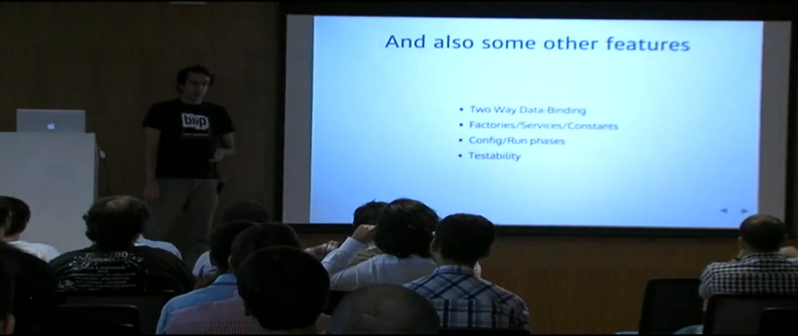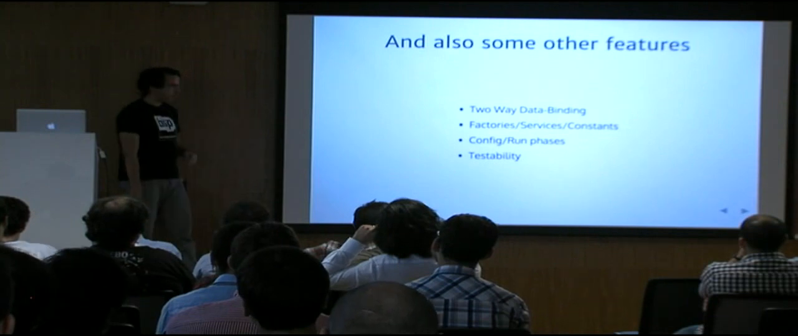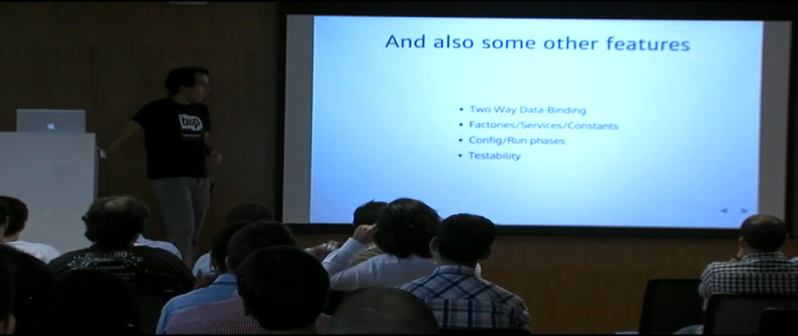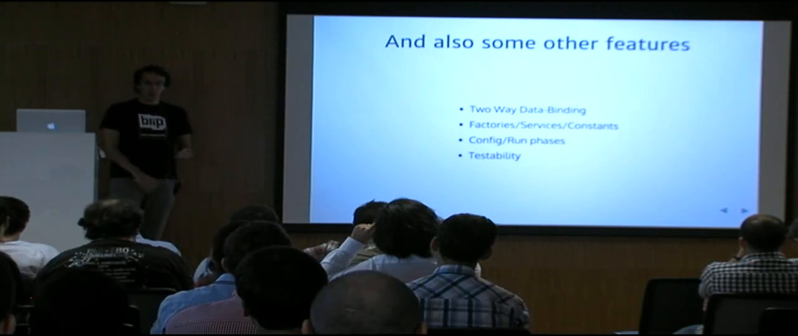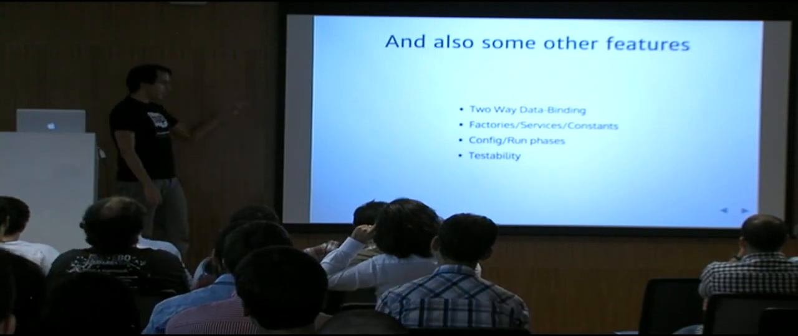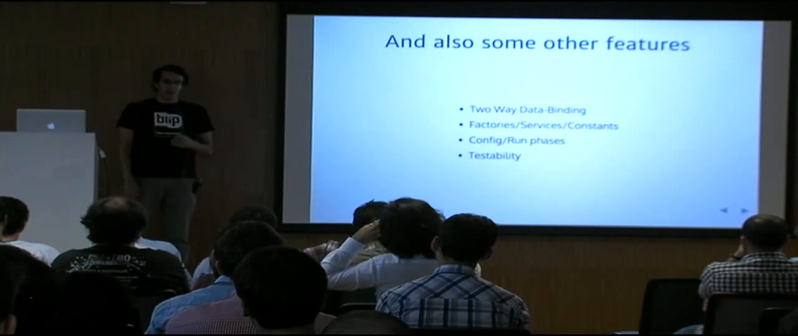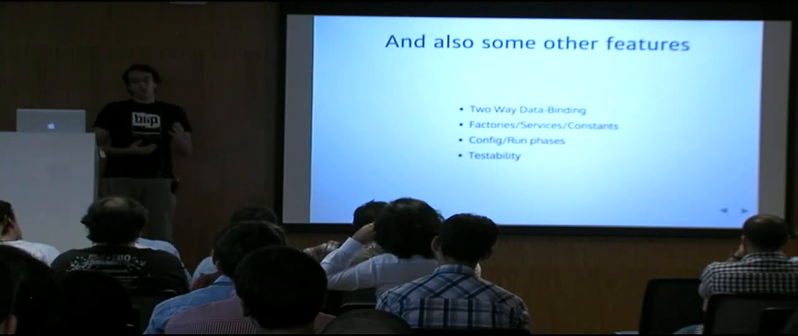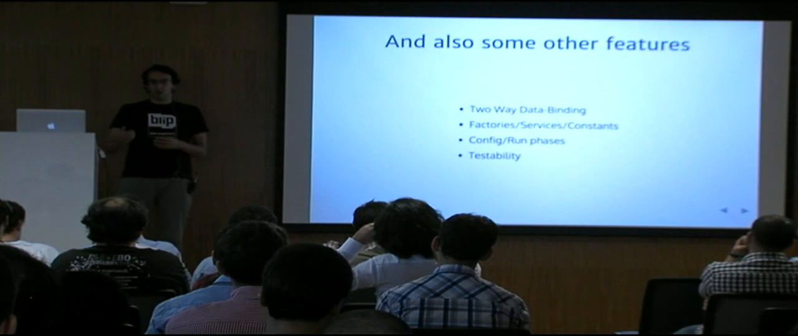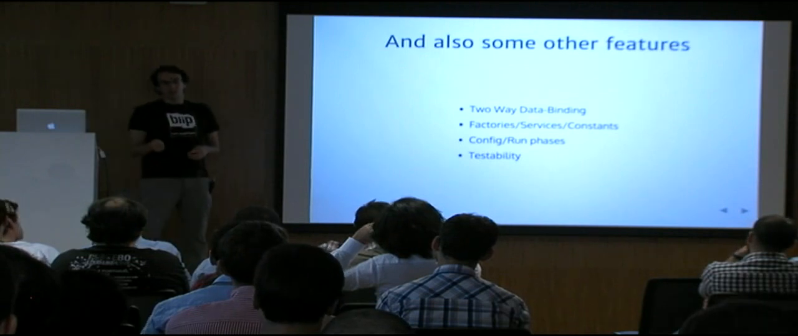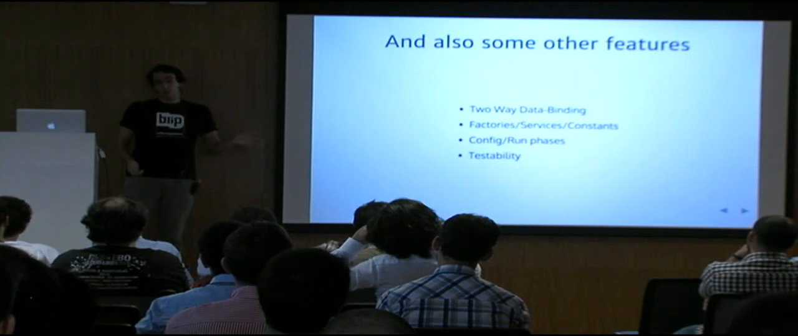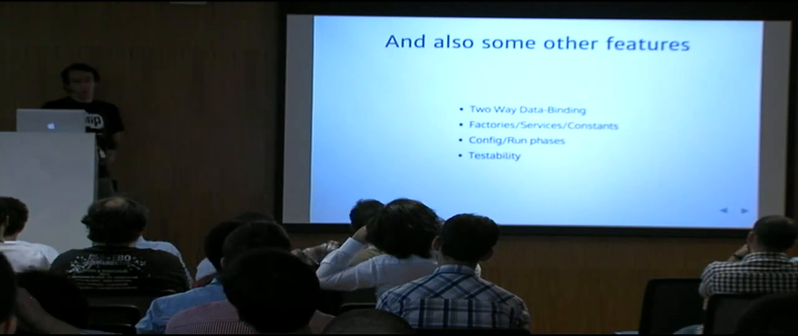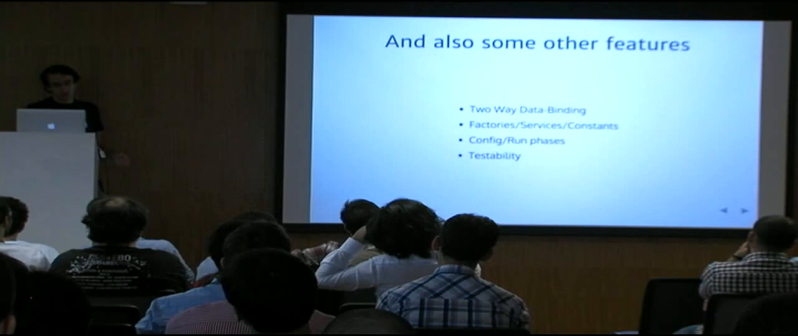Two-way data binding will help us on the views. Factory, service, constants, all the stuff that the MVC frameworks implement, and the config and run phases that we use to configure the providers and other stuff that we want to ensure is run before the app bootstraps. And testability. It's really important to have reliable code, and if it's not testable, we can't have that.